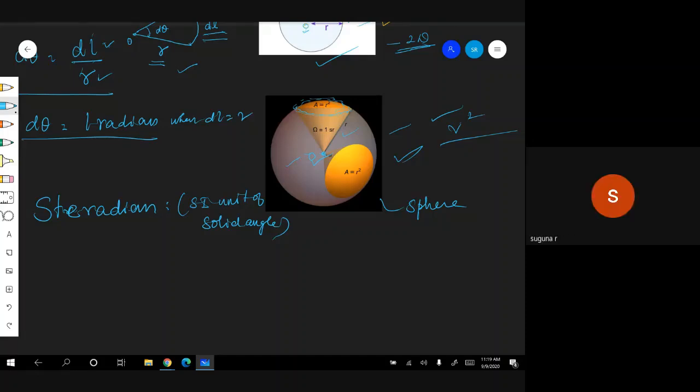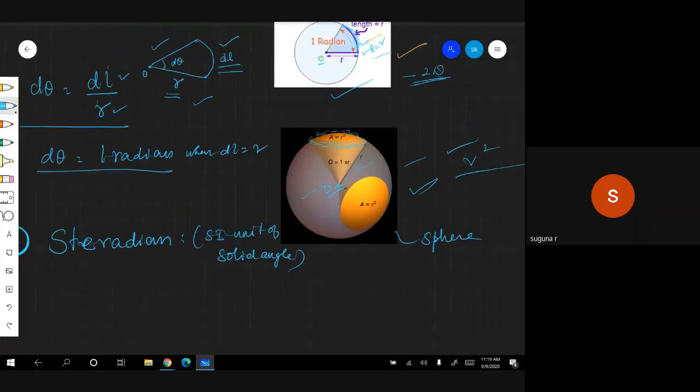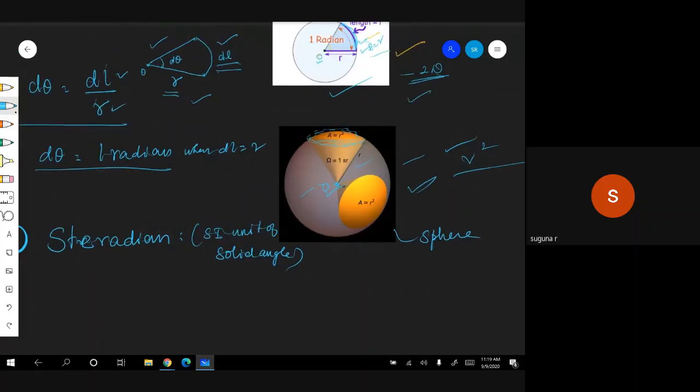Square of the radius. That's it. Is it clear? Understood? Solid angle. I think you can visualize that. That is why I've taken a photograph here. So, is it clear whether you are able to understand 2D and 3D angles?